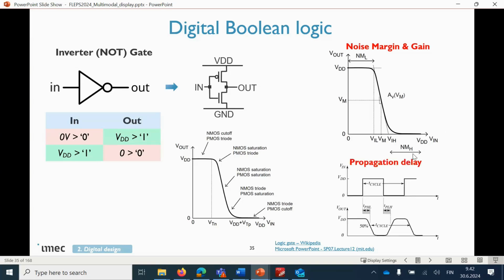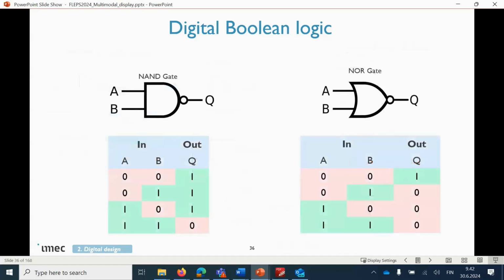And the third one, which is very important also, is the propagation delay, which is the time that is needed for the gate to respond to an input. And this is very important for bigger designs where you want to have fast processing. So the faster it is, the better. There are many other gates also. Here I have listed 2 that are very common, and also the truth tables and the symbols that are used, for your reference.